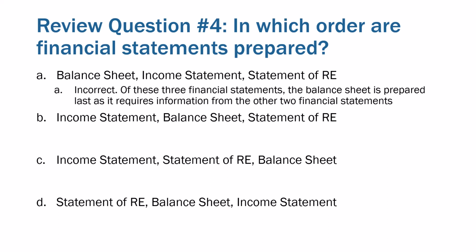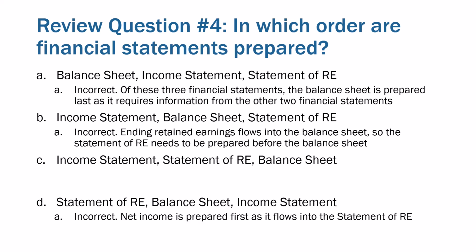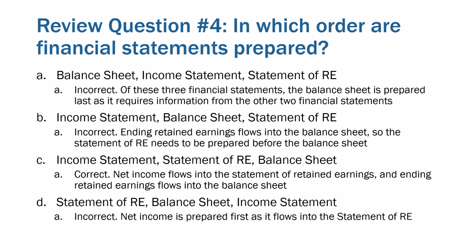Well, it's not the balance sheet first, all right? It's actually last because it needs information from the statement of retained earnings, which needs information from the income statement. It's not income statement, then balance sheet, and then statement of retained earnings, because the balance sheet needs information from the statement of retained earnings. So yes, the income statement's first, but statement of retained earnings is next. It's not statement of retained earnings first because it needs information from the income statement. It is income statement first because you'll compute net income, which will flow into the statement of retained earnings, which will flow into ending retained earnings on the balance sheet.